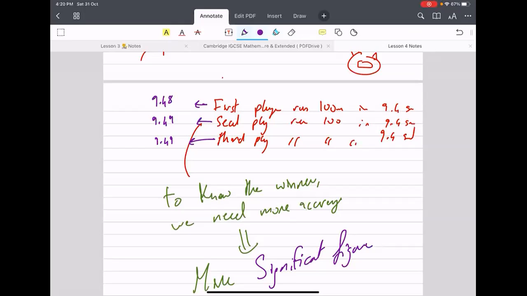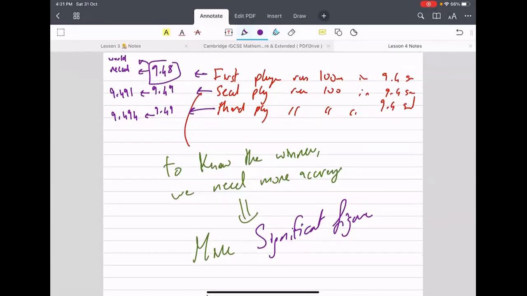For the second and third player, I will need more accuracy: 9.491, now 9.494. So you got the point? This is the first one, this is the second one, this is the third one. Actually, 9.48 is the world record. This is the fastest person who ever ran the 100-meter race in the Olympics. He's a very fast guy, probably faster than all of us.